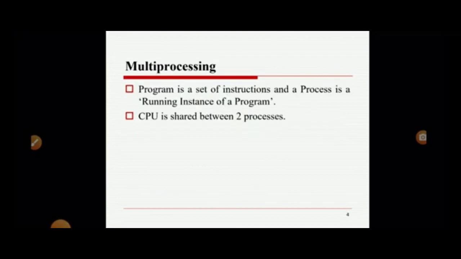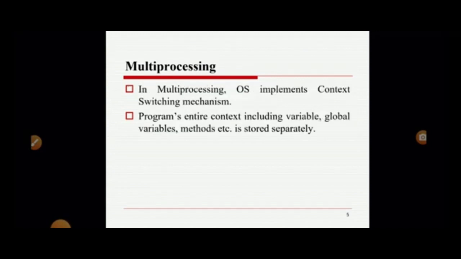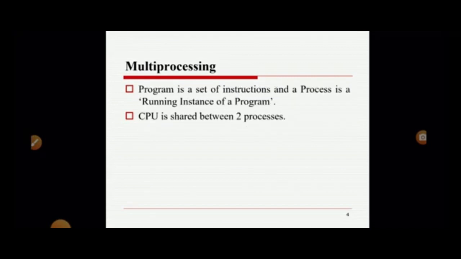What is multiprocessing? A program is a set of instructions, and a process is a running instance of the program. So we must know the difference between a program and a process. A program in execution is called a process. What is a program? A program is a set of instructions. So a CPU is shared between these two, and this is called multiprocessing.